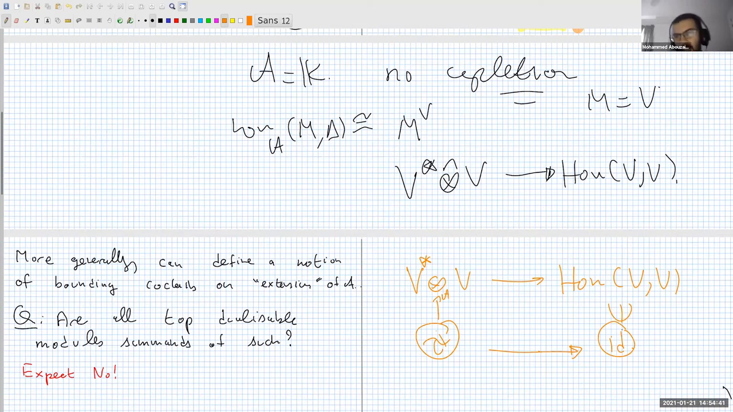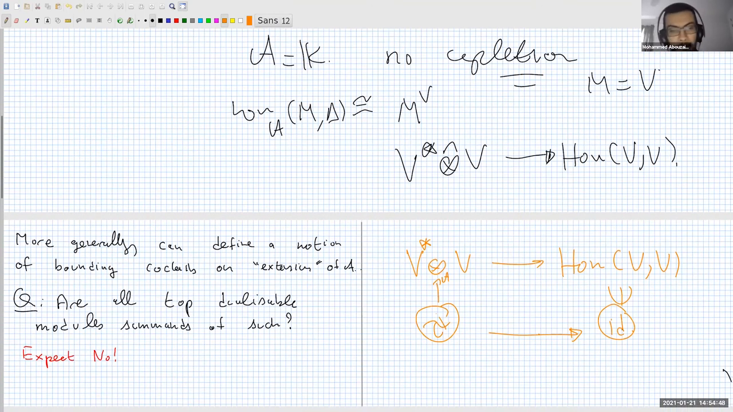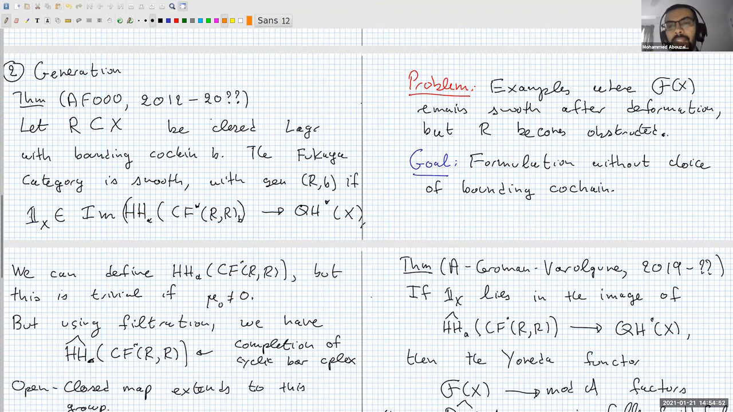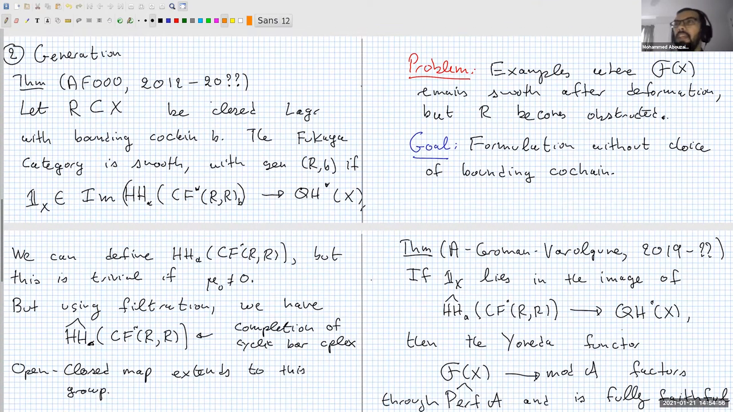Okay, there are no questions. So the next part of the talk is going to be about degeneration. So this is kind of the idea that we should be able to identify some Lagrangians, and that these Lagrangians should somehow know everything about the Fukaya category.